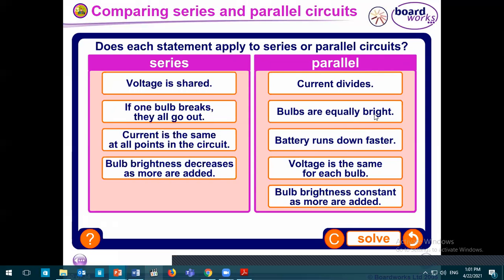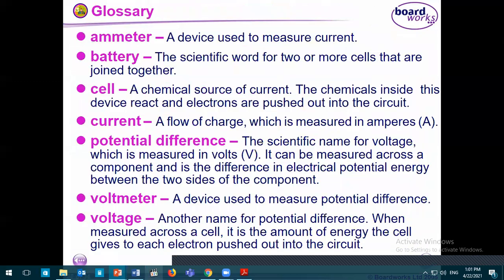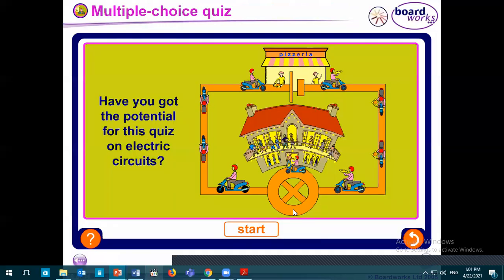Bulbs are equally bright, as you mentioned. That's right. Voltage is the same for each bulb. Voltage is something you'll learn about. It's like the power of the battery itself. And then bulb brightness is constant as more are added. Like when I add more bulbs, it's okay. All of them will be bright enough, but that will lead the battery to lose its power way faster.